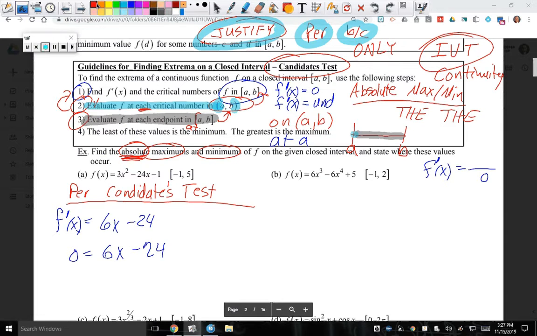GCF. We're going to do a lot of these by hand, so let's get in good habit. GCF out that greatest common factor. So what is the only one that you see?